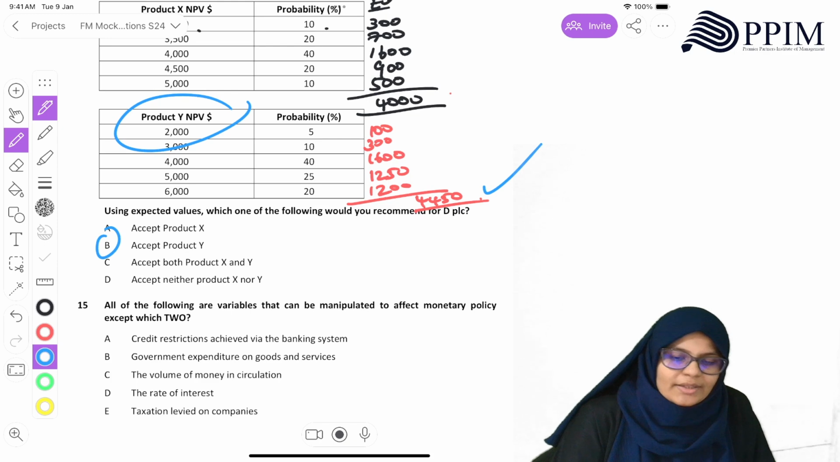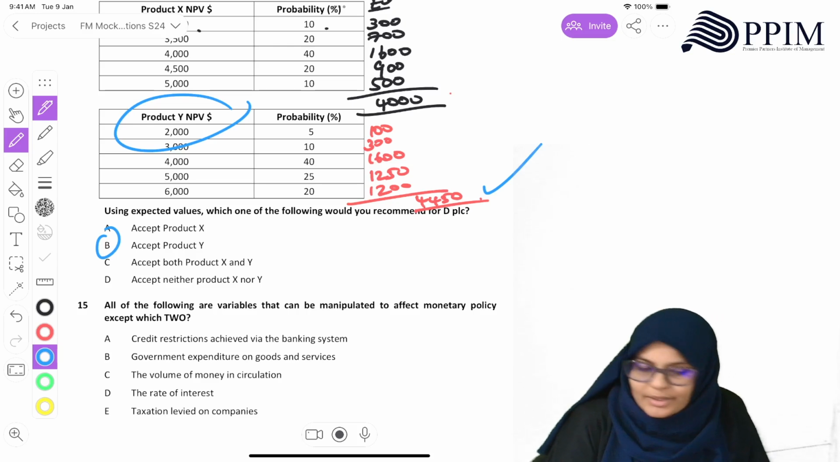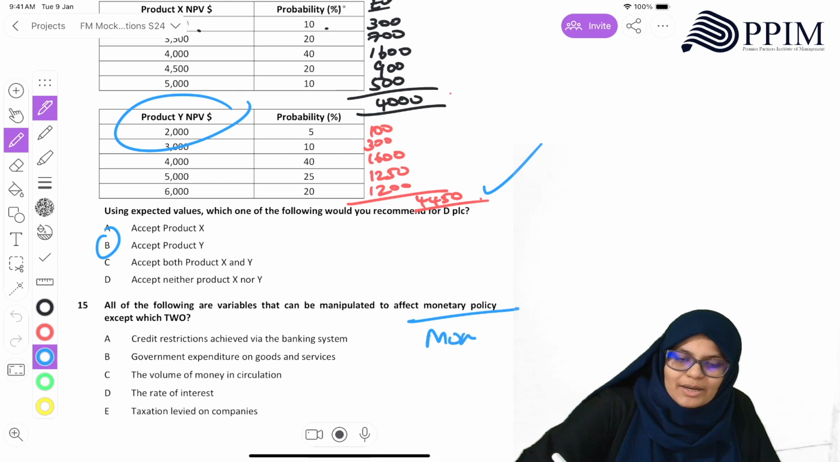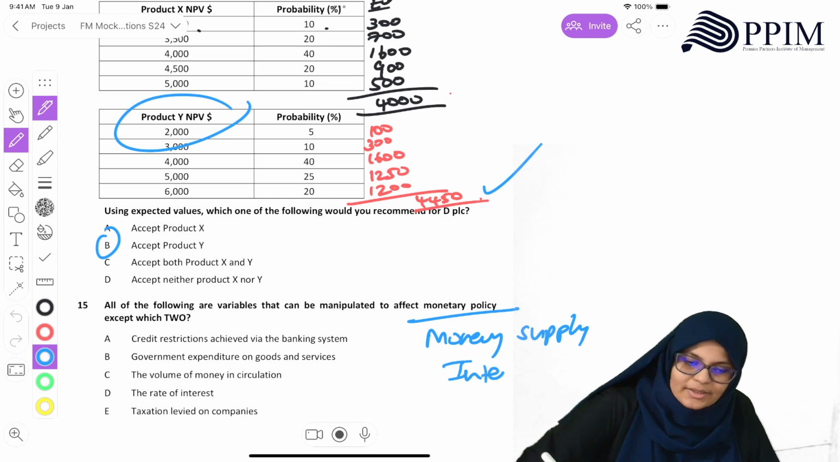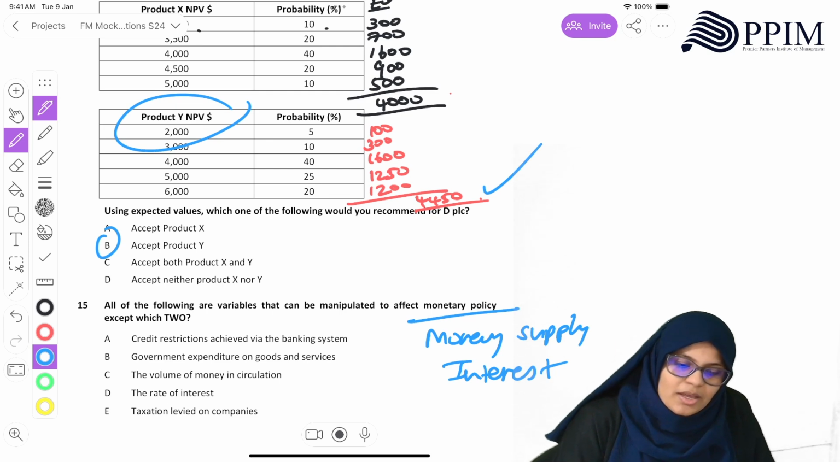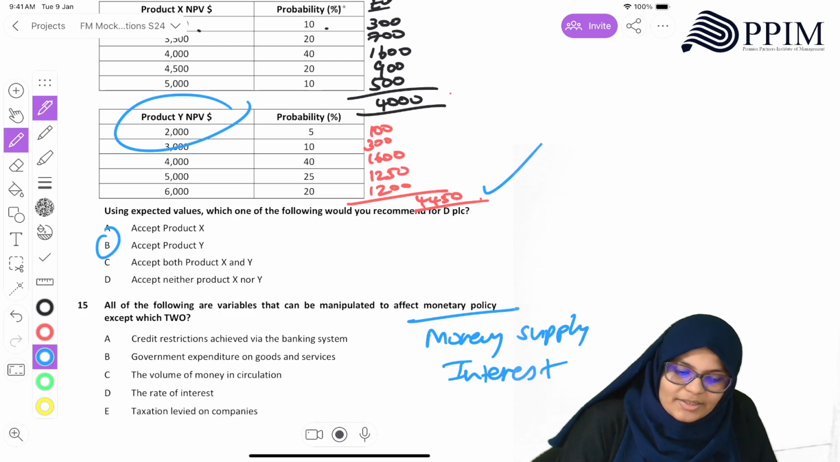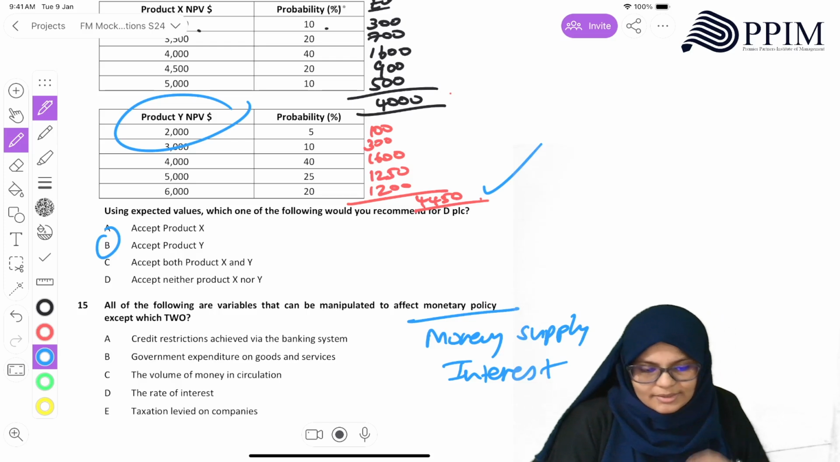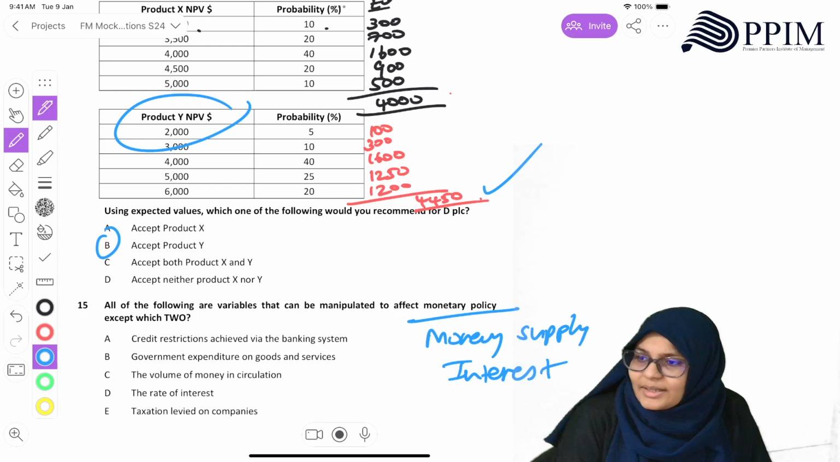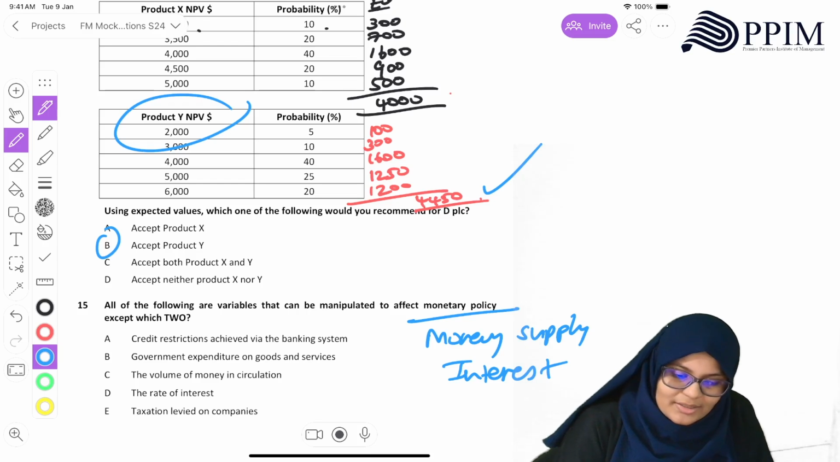Okay. Right, so they're saying all of the following are variables that can be manipulated to affect the monetary policy except which two. So if you're talking about monetary policy, we're talking about money supply and we're talking about interest rates, right? So anything that is not to do with money supply and interest rates, it's the answer. Okay. So A is saying credit restrictions achieved via the banking system. If there is a restriction, you are restricting the money supply. So you are restricting the monetary policy. So that is correct.